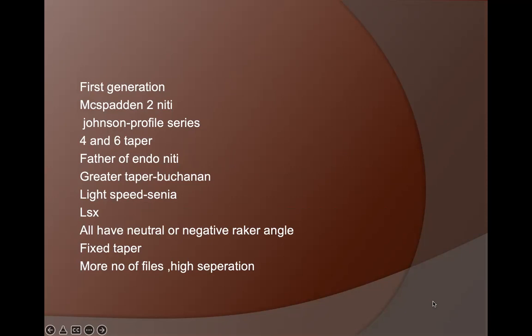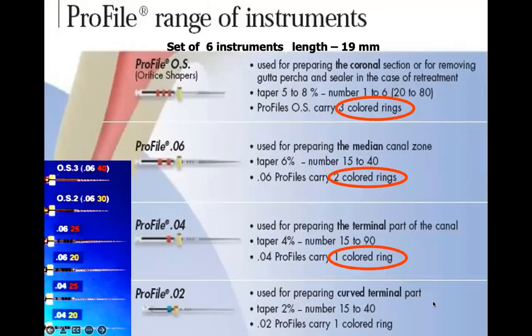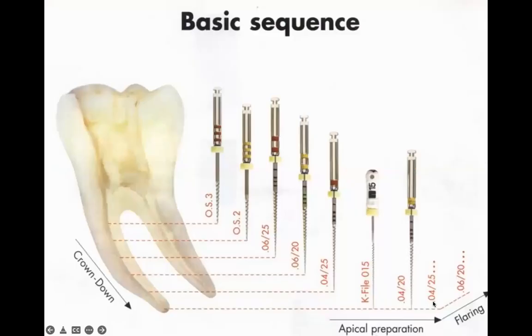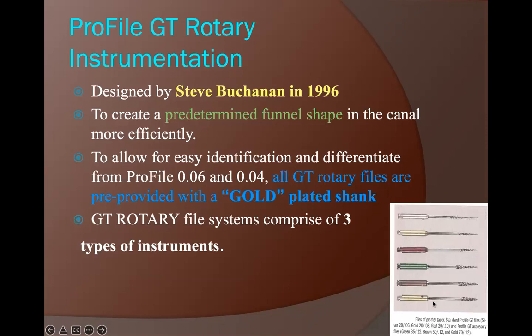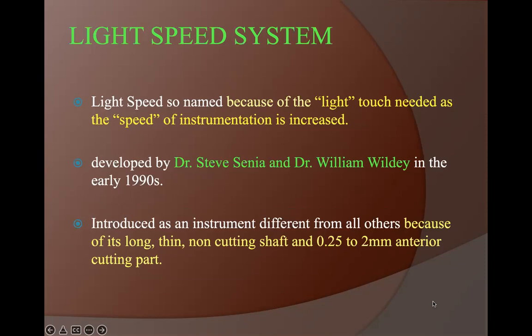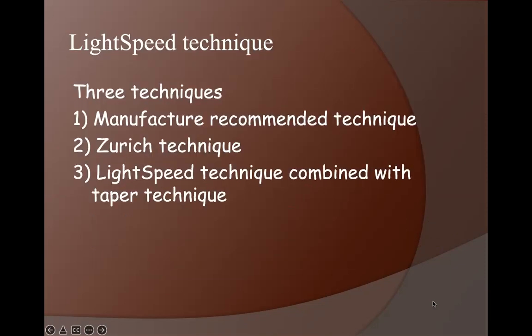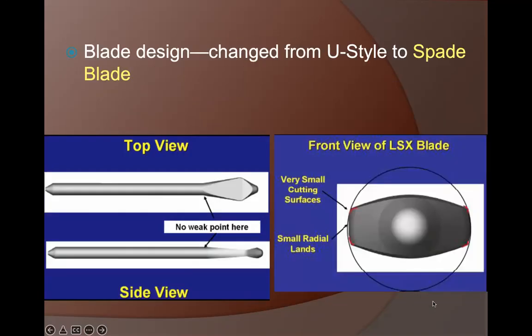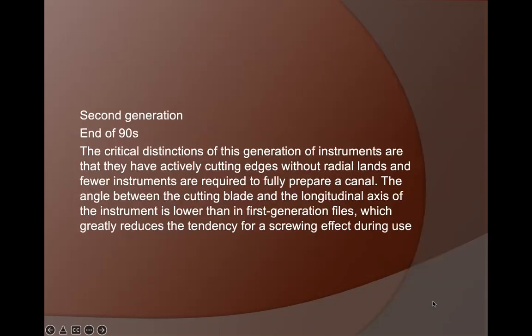The characteristic of these files is that they all have a neutral or negative rake angle, which means there will be less cutting. There is a fixed taper, so you need to use more files, and there is a high incidence of separation. Examples are ProFile, GT, Quantec system, Lightspeed system, and Lightspeed LSX.